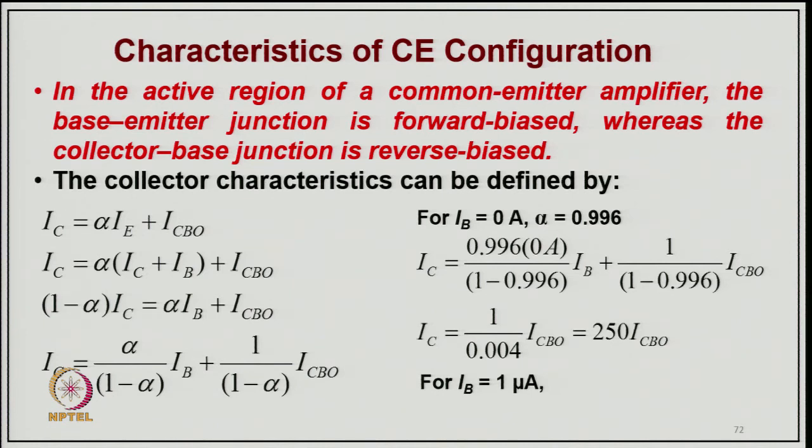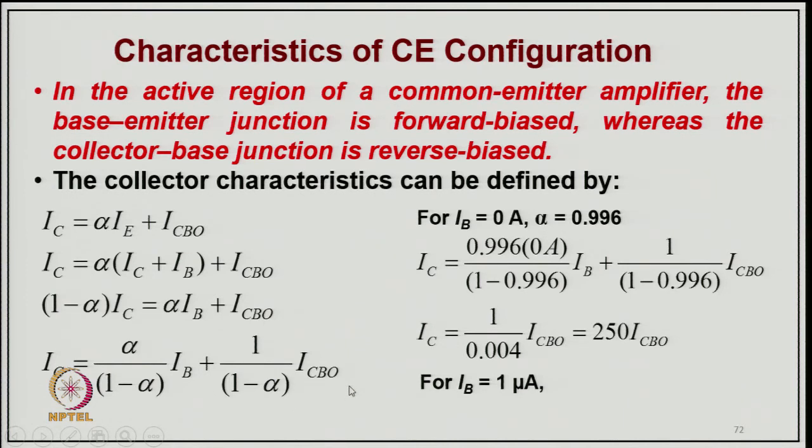In the active region of a common emitter amplifier, the base-emitter junction is forward biased, whereas the collector-base junction is reverse biased. So, the collector characteristic can be defined here: IC equal to alpha IE plus ICBO, and IC equal to alpha (IC plus IB) plus ICBO, that is, (1 minus alpha) IC equal to alpha IB plus ICBO. So, IC equals alpha upon 1 minus alpha into IB plus 1 upon 1 minus alpha into ICBO.